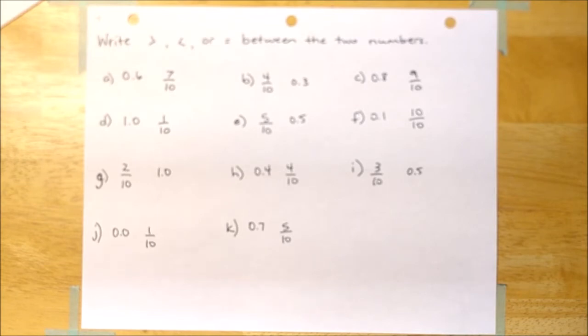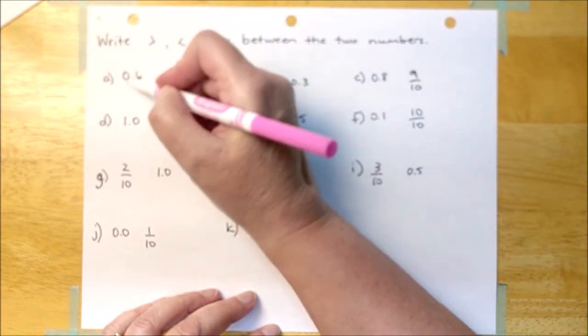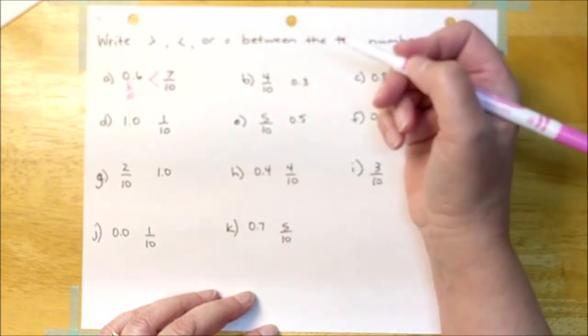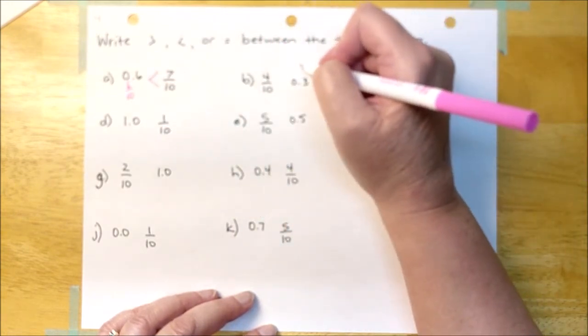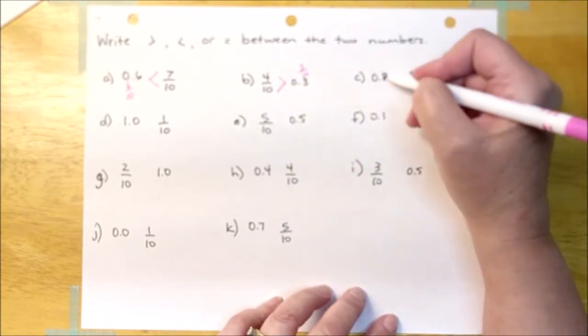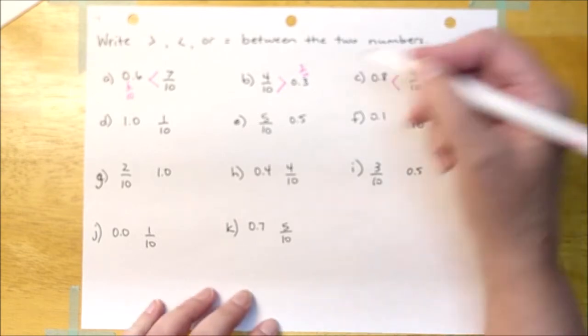Okay, we are back. And here we go. Let's see if you've got them right. So this would be 6/10. So 6/10 is smaller than 7/10. This would be 3/10, and 3/10 is smaller than 4/10. That would be 8/10, and 8/10 is smaller than 9/10.